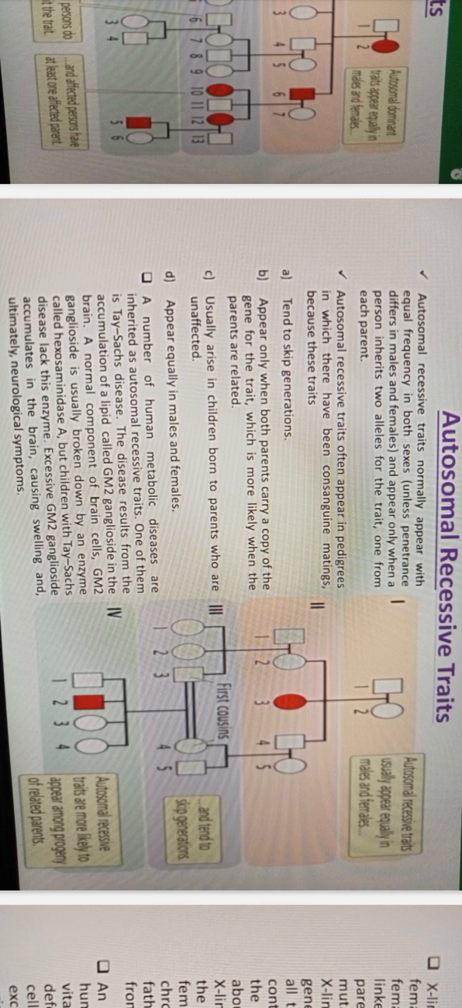A number of human metabolic diseases are inherited as autosomal recessive traits. One of them is Tay-Sachs disease. The disease results from the accumulation of a lipid called GM2 ganglioside in the brain. A normal component of brain cells, GM2 ganglioside is usually broken down by the enzyme hexosaminidase A, but children with Tay-Sachs disease lack this enzyme. Excessive GM2 ganglioside accumulates in the brain, causing swelling and ultimately neurological symptoms.